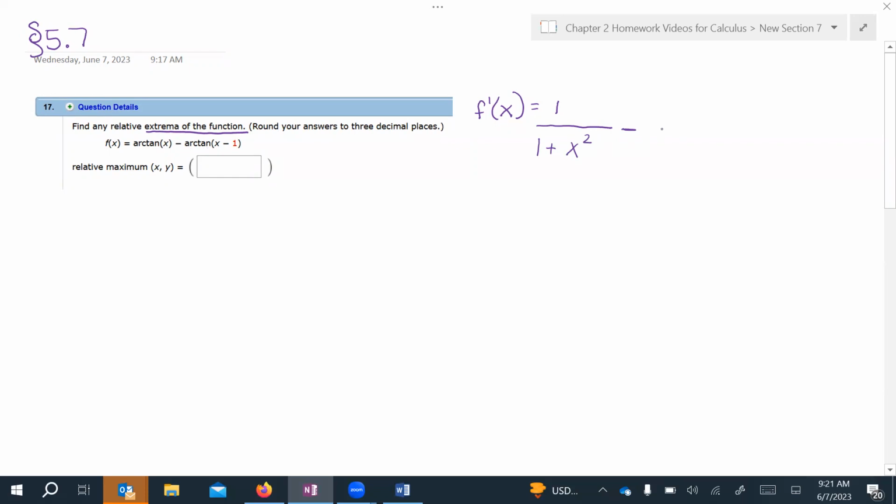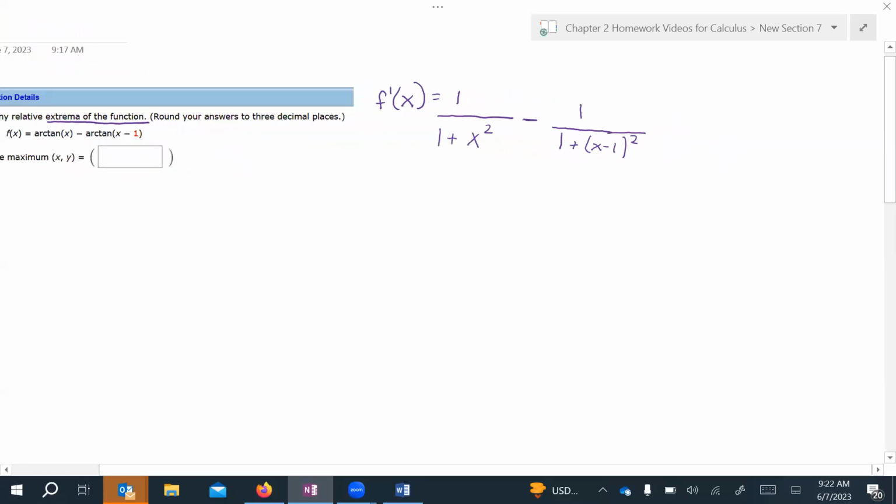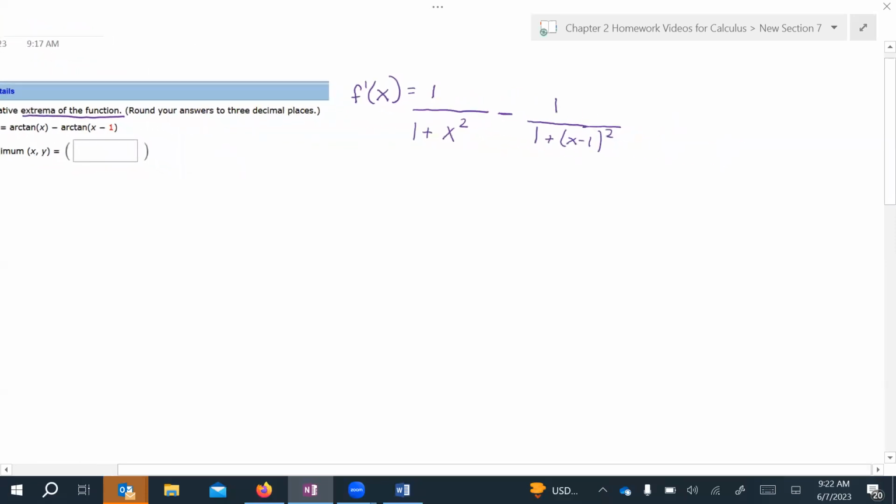It's almost similar, but we need to apply the chain rule. Luckily, the derivative of x minus 1 is just 1 when differentiated with respect to x. So then we have 1 in the numerator, 1 plus the quantity x minus 1 squared in the denominator. We've got the derivative, we can probably simplify it, and then we want to look at where that derivative is undefined, or for what values it is equal to 0.